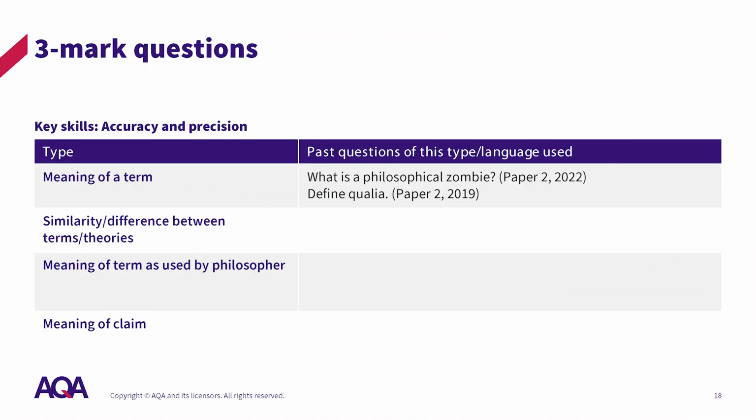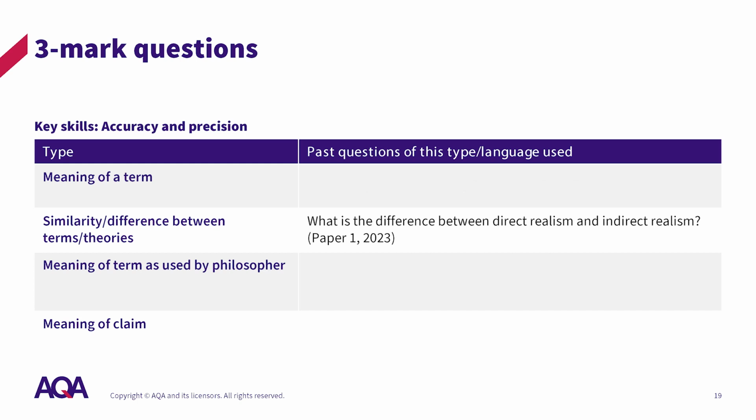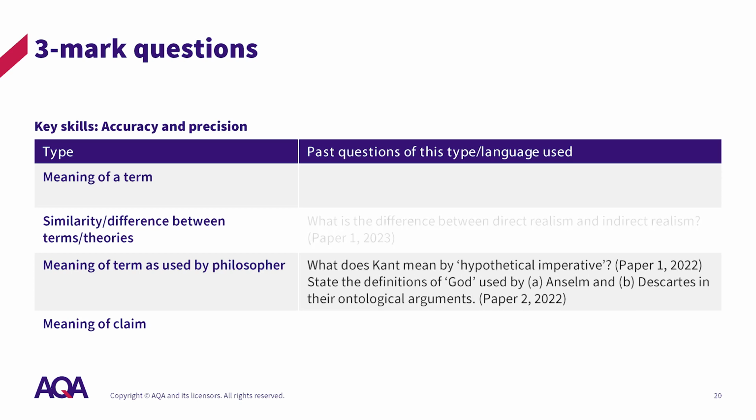3-mark questions can cover the meaning of a term, such as what is a philosophical zombie, or define qualia. They can ask for similarities or differences between terms or theories, such as what is the difference between direct realism and indirect realism, as seen in 2023. They can ask for the meaning of specific terms used by specific philosophers, such as what does Kant mean by hypothetical imperative, or, as in 2022, state the definitions of God used by A. Anselm and B. Descartes in their ontological arguments.